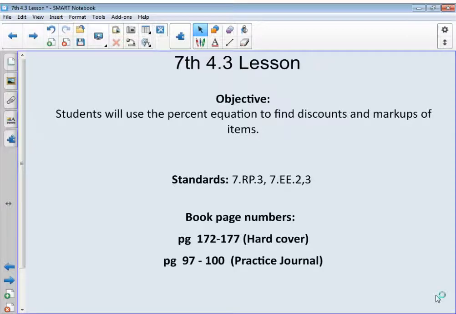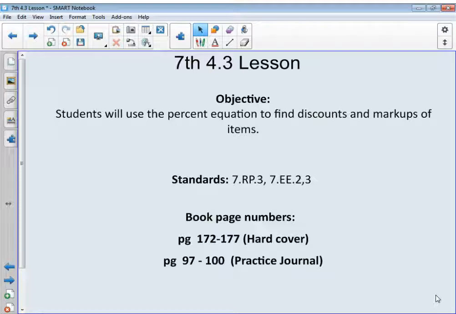Okay, this is 7th grade lesson 4.3. Today we're going to also continue working on using a percent equation to find discounts and markups of items. The standards covered in this lesson are 7.RP.3 and 7.EE.2 and 3. The page numbers out of the hardcover book are pages 172 through 177, and out of the practice journal, pages 97 through 100.